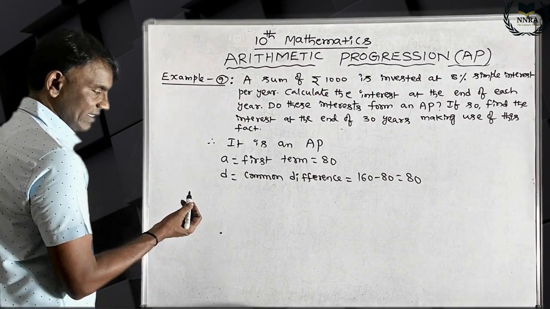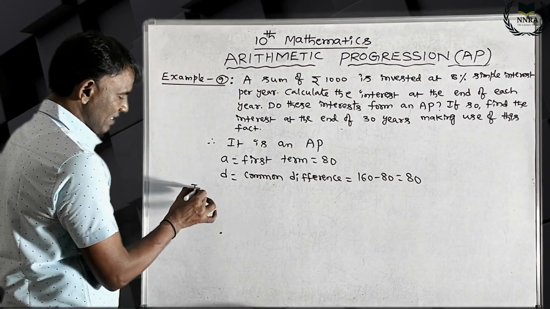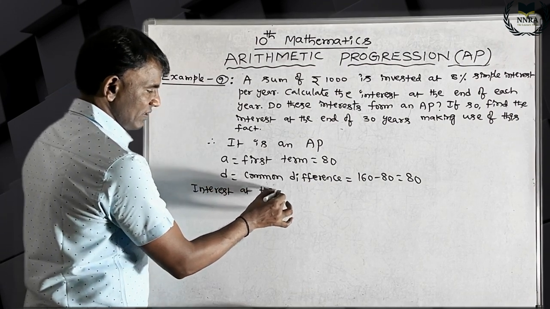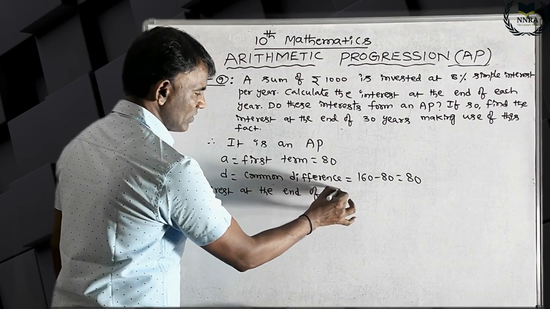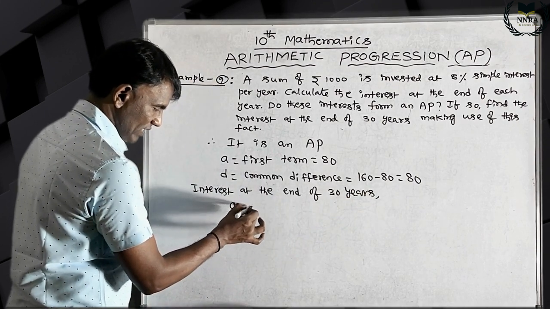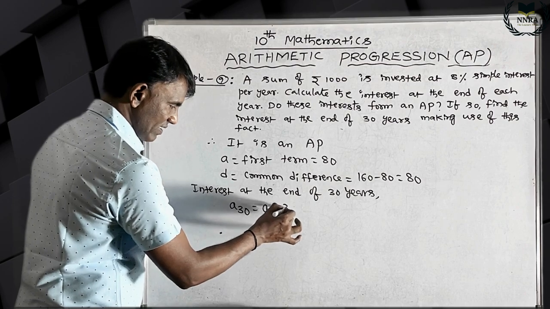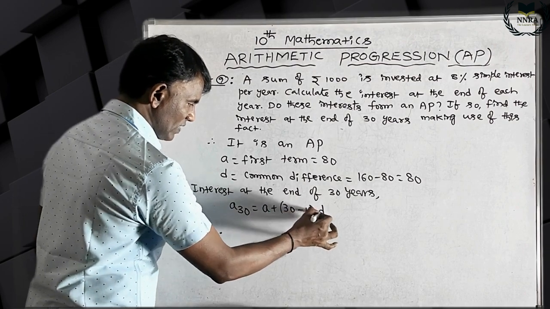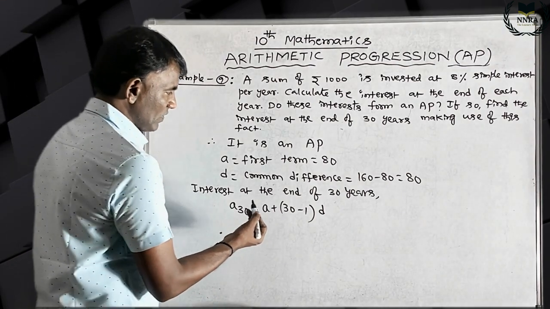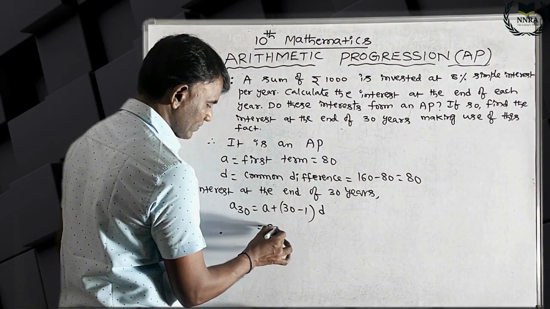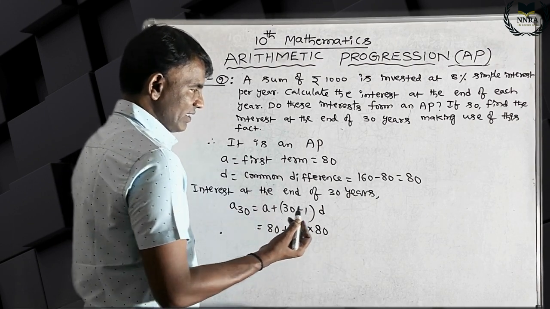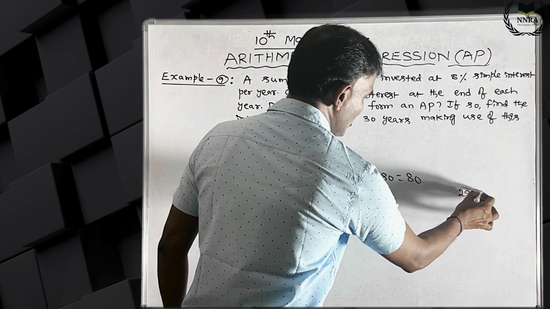That is year 30, right? So just write here, interest at the end of 30 years, year 30 equal to a plus 30 minus 1 into d, means a plus n minus 1 into d, where n equal to 30. Now a means how much is it? 80. 30 minus 1, 29. Again into 80. Now 29 into 80.